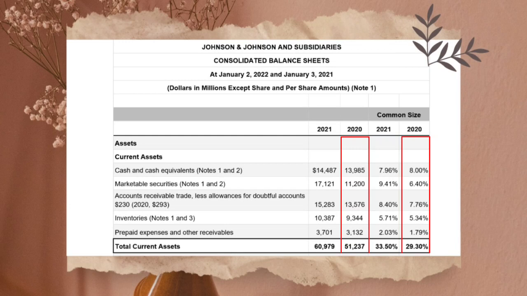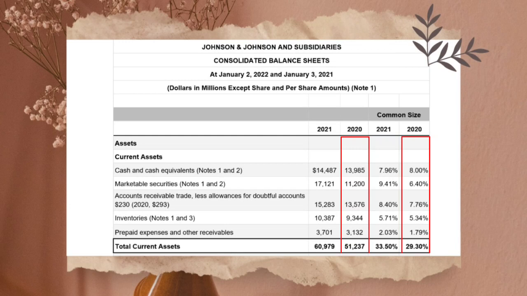Next is the inventories, notes 1 and 3. We have here 9,344. We will divide it by the total assets of 174,894. After getting the total, we will multiply it by 100 so we can get 5.34%. Next is the prepaid expenses and other receivables. We have here 3,132. We will divide it by the total assets of 174,894. After getting the total, we will multiply it by 100 so we can get 1.79%.